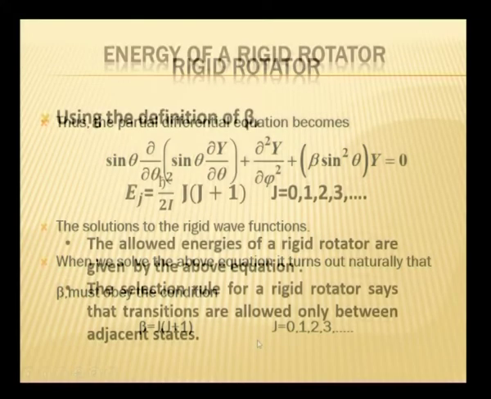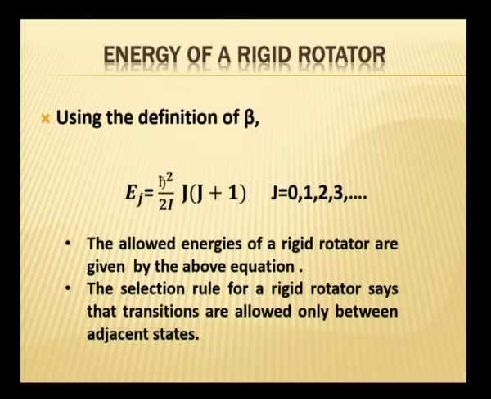So, the values of beta will be j into j plus 1, and j will take values of this kind, and using the definition of beta, what are E j? E j are the rotational energy eigenvalues. They will become h bar square by 2 I, where I is the moment of inertia, multiplied by j into j plus 1. These are the energies of a rigid rotator. They are the energy eigenvalues.